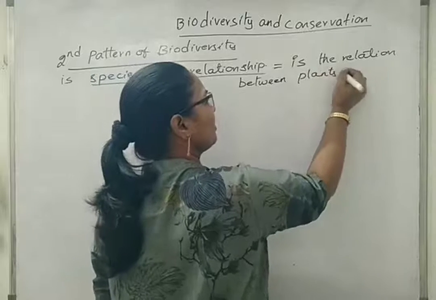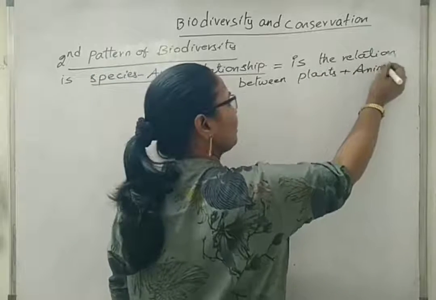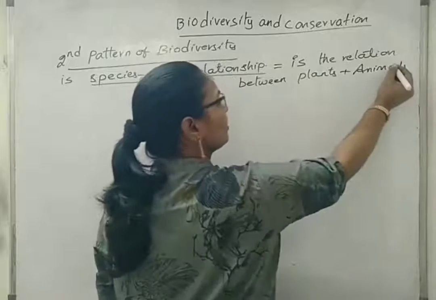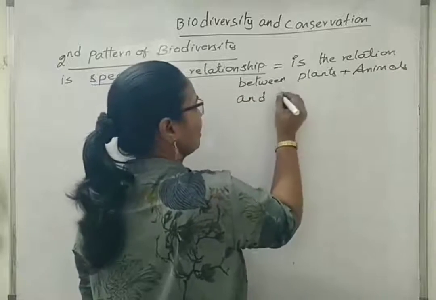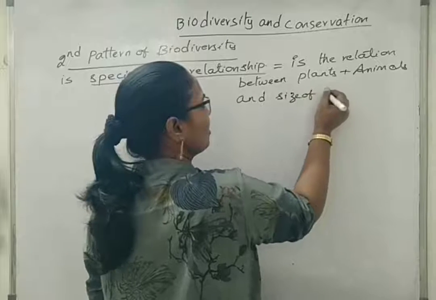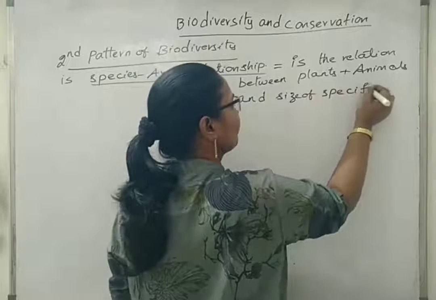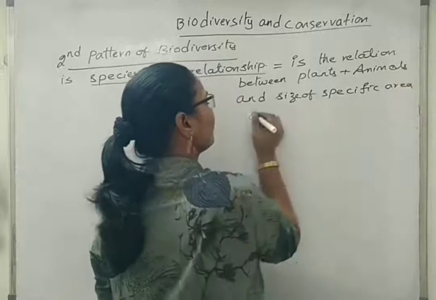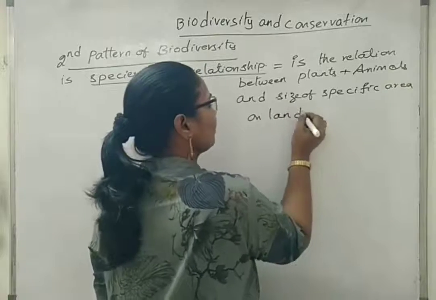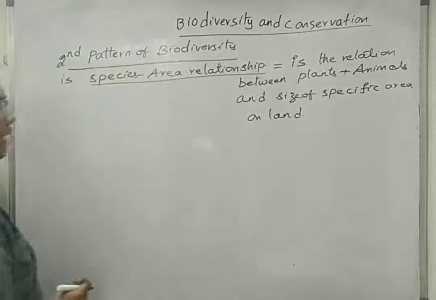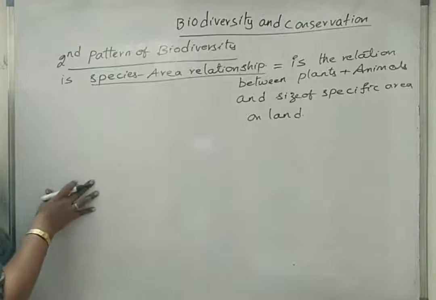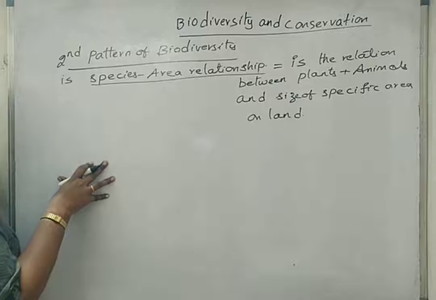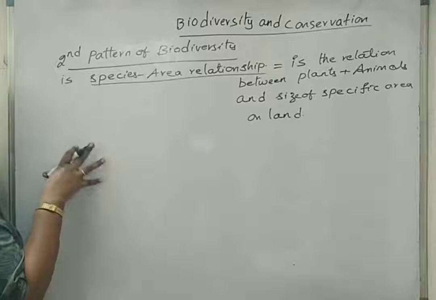It is the relation between plants and animals and the size of a specific area on land. This is called the species area relationship. It explains that as area increases, the species diversity also increases, but that is only up to a certain level.